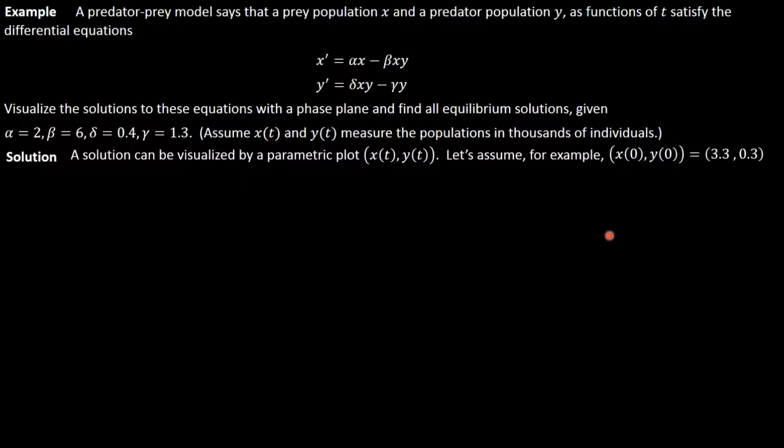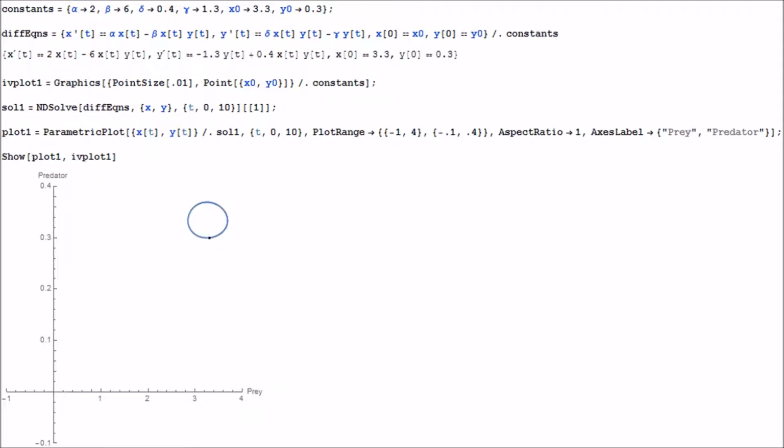So for example, we can find a solution starting at the point 3.3, 0.3. And that's not an equilibrium point. It's close, but it's not an equilibrium point. And here's that point. I put it right here in black.